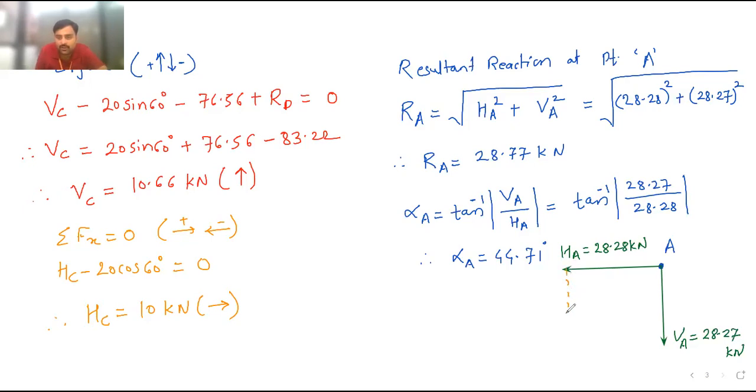Now I will complete the parallelogram. So I will drop the vertical line from here, and then this horizontal line from this side, and here somewhere they will meet. Now the diagonal of this will be my RA. So this is the diagonal, this is the RA. I will write here RA, which is equal to, what is the value of RA? 28.77 kilonewton. Okay. And this angle, it is alpha A, which is 44.71 degree. So this is the resultant diagram for RA.